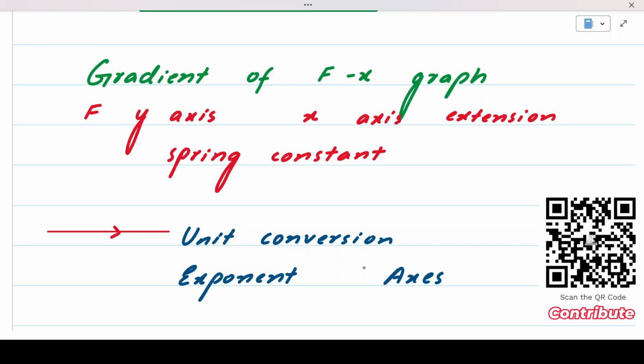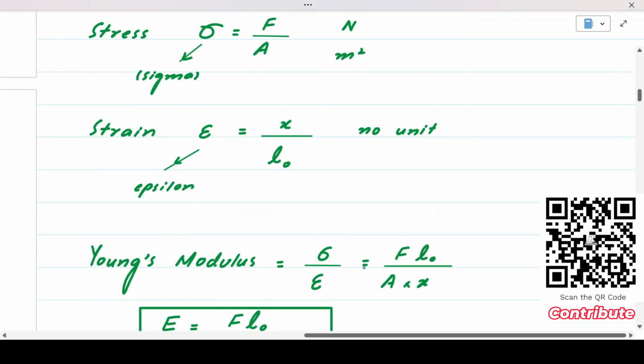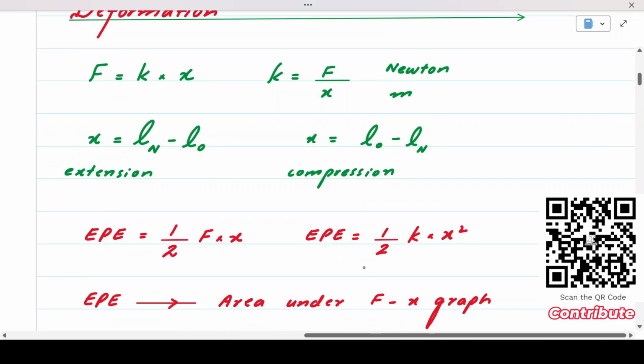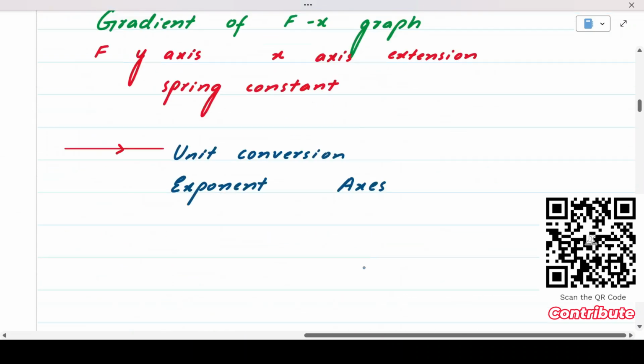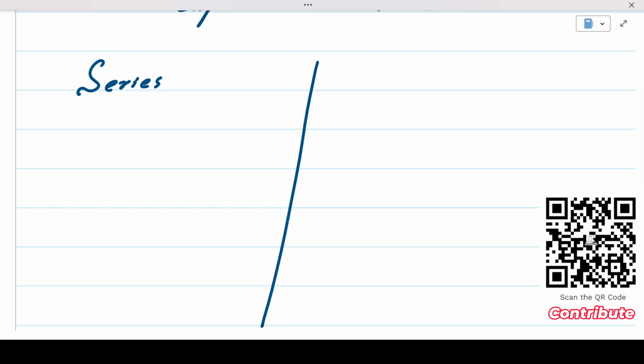So this is just the basics that you need. This is the least that you need for this chapter. For deformation, you need to know at least these formulas, and plus then we have the combination of springs, series, and then parallel.